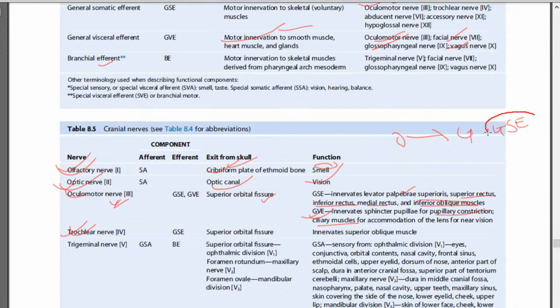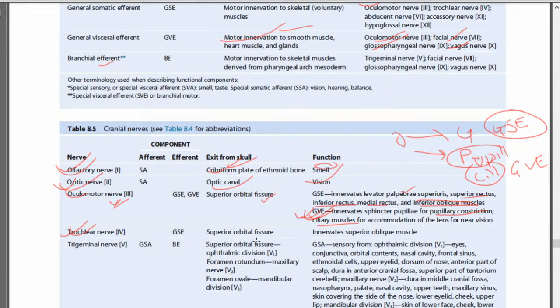It carries the information from the brain to those muscles, whether to contract or not. The other function is the pupillary muscles and ciliary muscles. These are basically visceral components and part of the eye, so it must be a visceral component. So it has a general visceral efferent component as well.